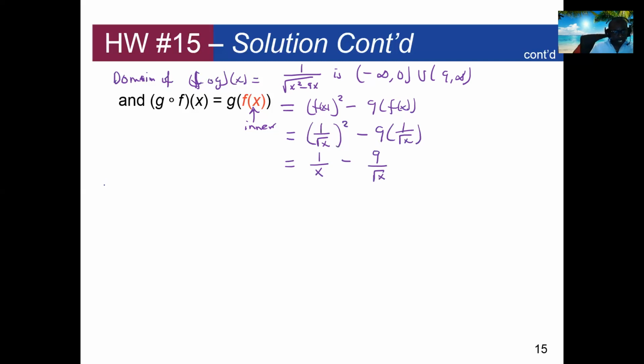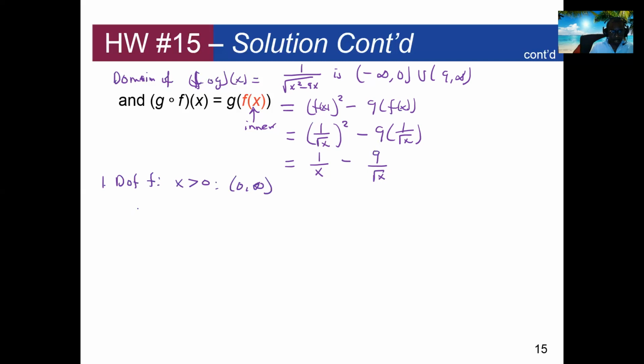First, look at the domain of f, because that's your inner function now. The domain of f is that x is greater than what? 0. Because 1 over the square root of x requires x greater than 0. Or you can say from 0 to positive infinity. Now, what is the second?